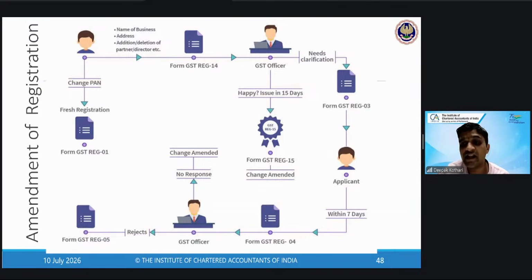If you want to change the nature of business, then you have to apply for amendment. In the business criteria, earlier you would have mentioned trader, and now you want to mention manufacturer. So you'll mention manufacturer, change the HSN codes and apply for it. The officer will verify it and then give you an approval.